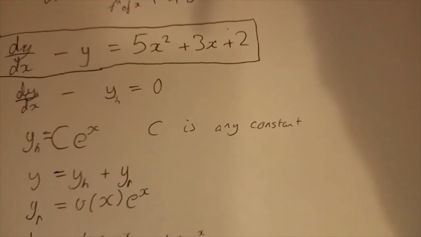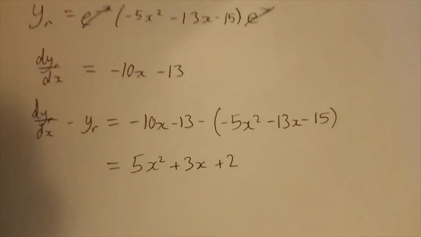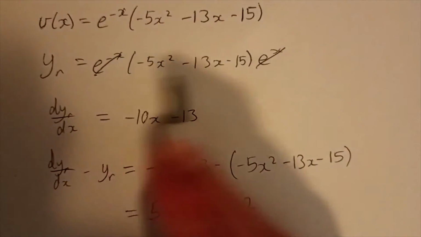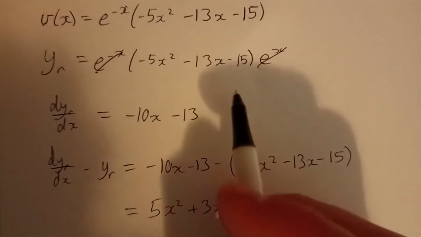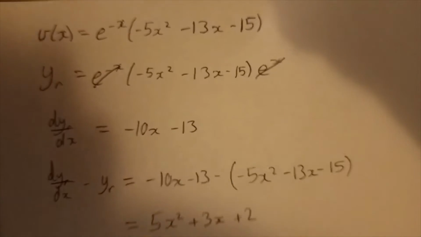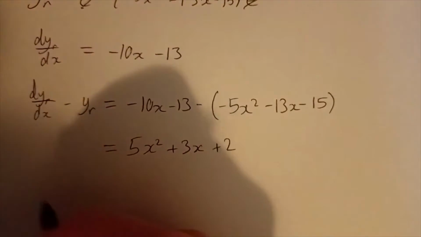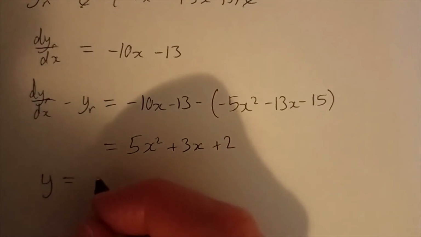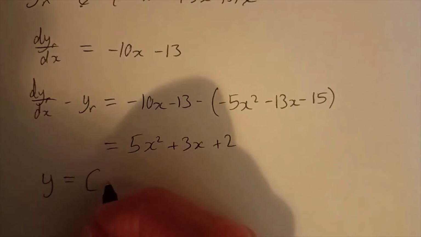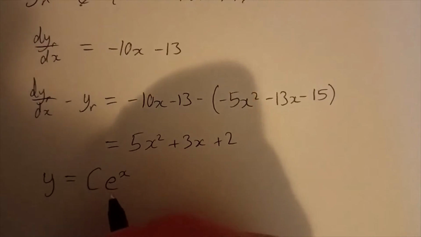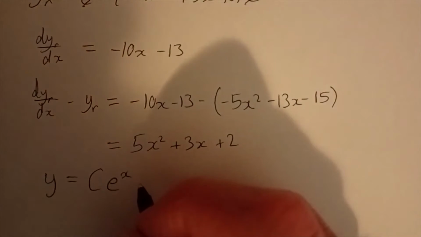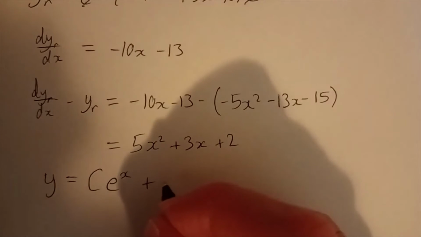Which is as required, 5x squared plus 3x plus 2. So this yp is indeed a particular solution. So the general solution then will just be y equals the general solution to the homogeneous equation, which was this expression here, plus our particular solution.